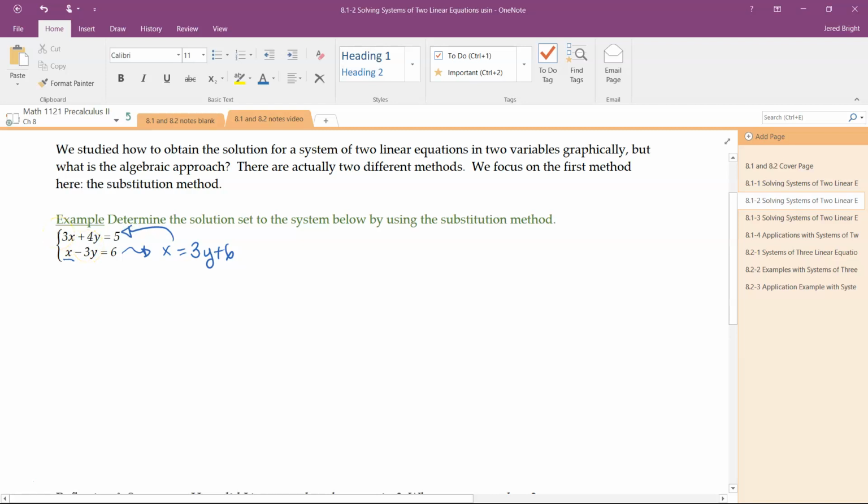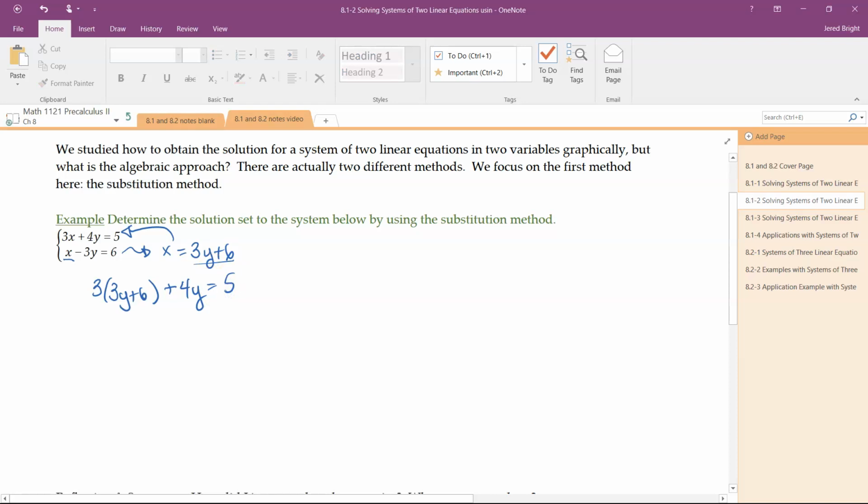I don't want to substitute back into the one I just manipulated because I'll get 0 is equal to 0, and it's silly to do. Manipulate one, substitute into the other. So I get 3, and then instead of x, I have this expression of 3y plus 6. So I'm going to substitute that in: 3 times (3y plus 6) plus 4y is equal to 5.